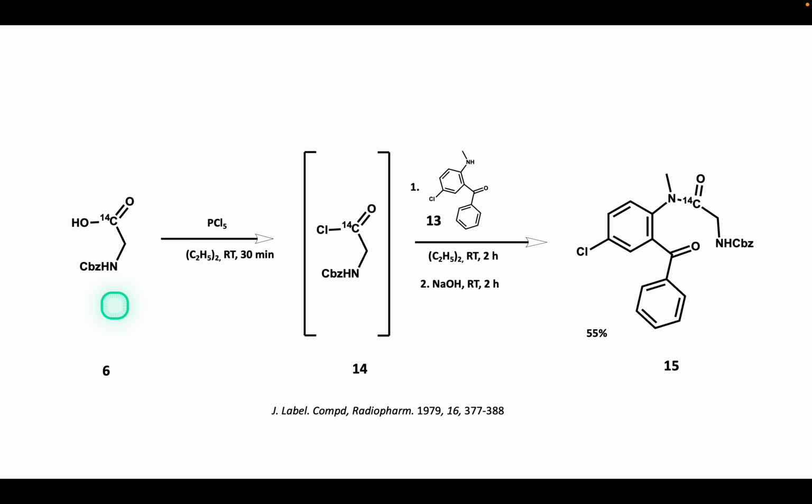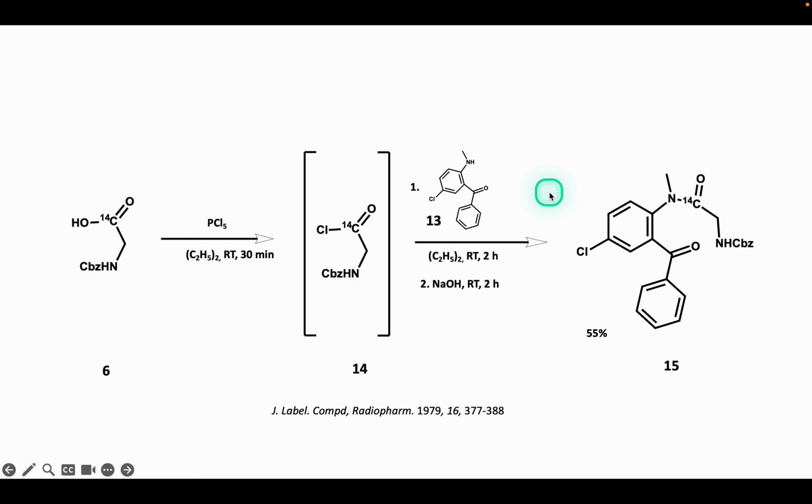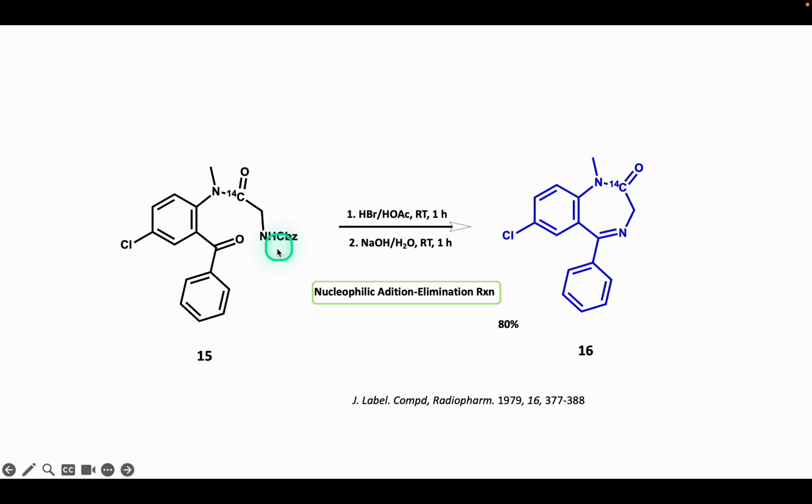The protected glycine labeled 6 is reacted with phosphorus pentachloride to prepare acyl chloride 14, which reacts in situ with compound 13 to produce benzophenone 15. The deprotection of the amino group in compound 15, achieved through hydrolysis followed by basic treatment, induces the intramolecular addition of the amino group to the ketone, which then gives rise to the cyclization step, thereby completing the synthesis of labeled diazepam.